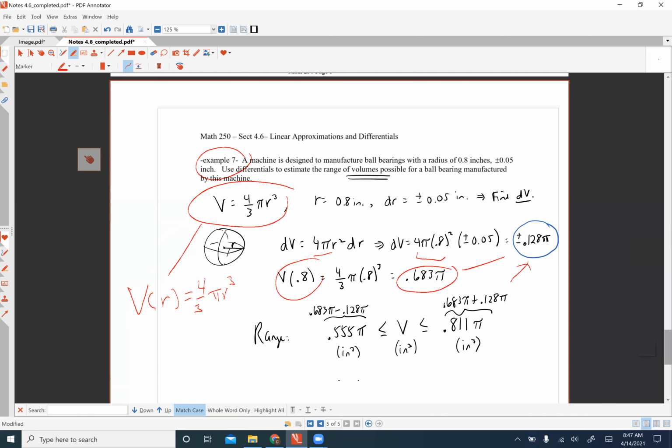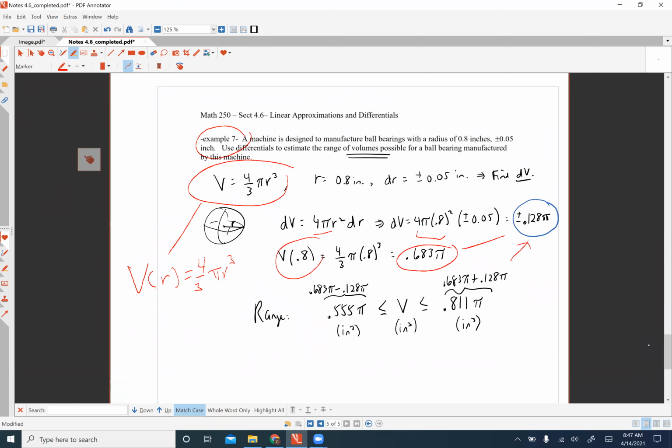So you're producing these ball bearings and the radii are anywhere from 0.75 to 0.85 inches. Ideally they should be 0.8, but maybe this machine isn't so great. So you add or subtract 0.128 pi to the volume at radius 0.8, and the volumes turn out to be from 0.55 pi inches cubed all the way up to 0.81 pi inches cubed. So that's actually huge.